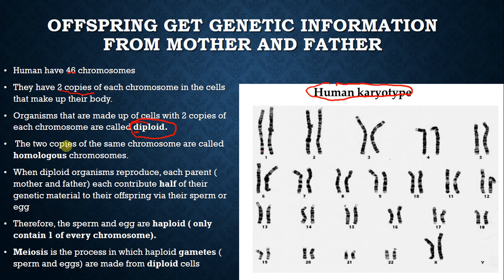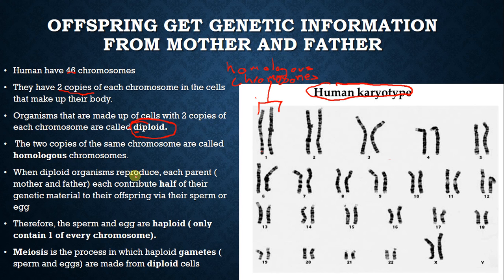The 2 copies of the same chromosome are called homologous chromosomes. So, for example, these 2 are homologous chromosomes. These 2 would be homologous chromosomes, these 2. So, the 2 copies of the same chromosome are called homologous chromosomes.